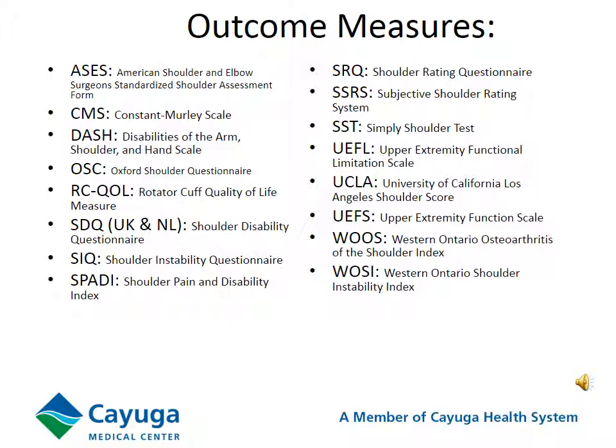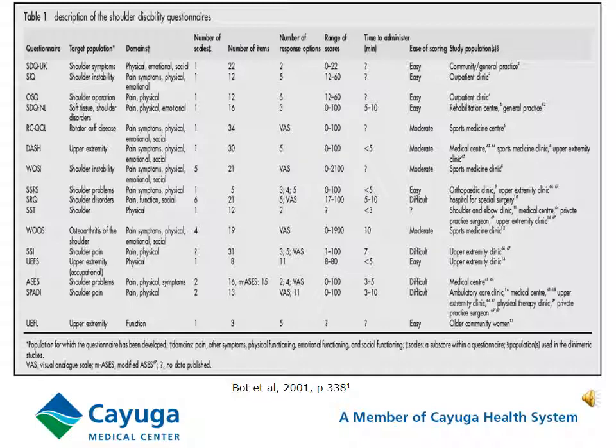There are many outcome measures to choose from. This is just a partial list of some of the more common ones. There are so many outcome measures to choose from. Kind of leaves us wondering, what should we do?